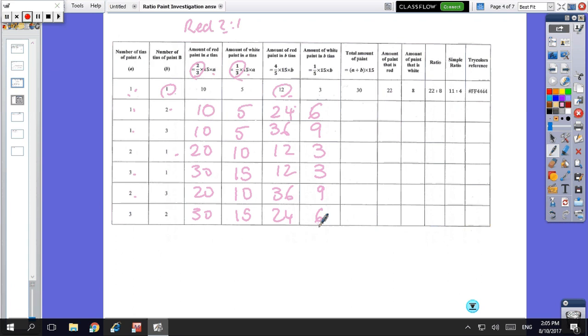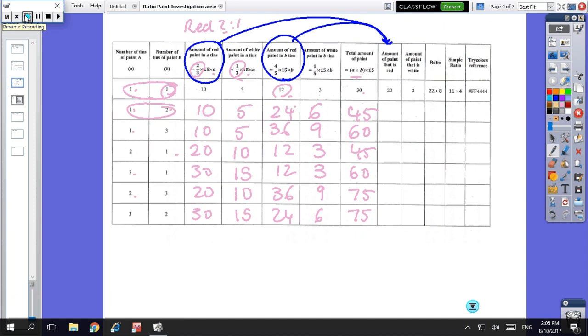So how much paint have we got? We've got to add A and B times by 15, so 2 times 15 equals 30, 45, 60, 45, 60, 75, 75. How much paint is red? Okay, so we look at the amount of red.